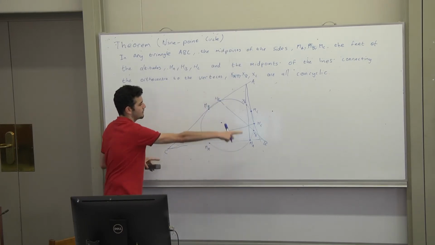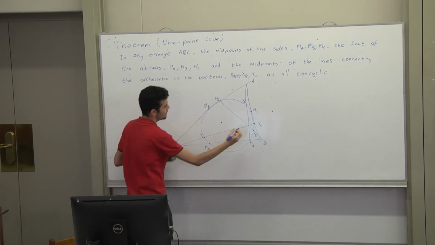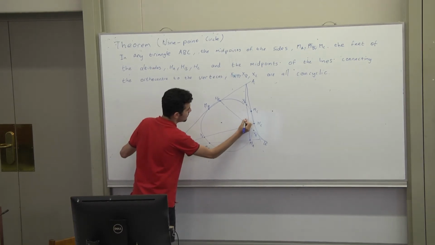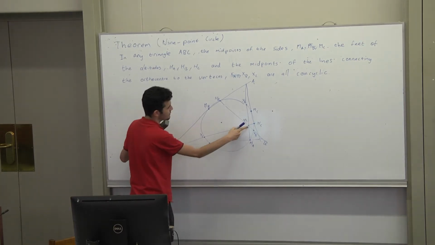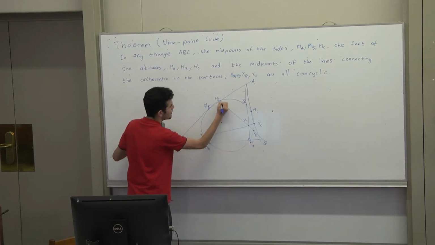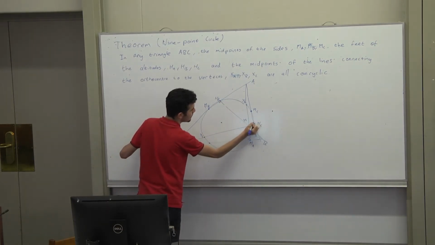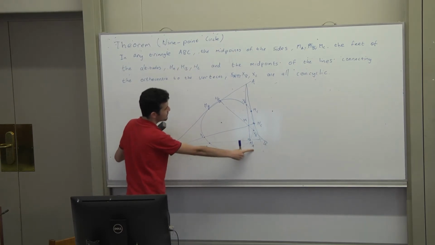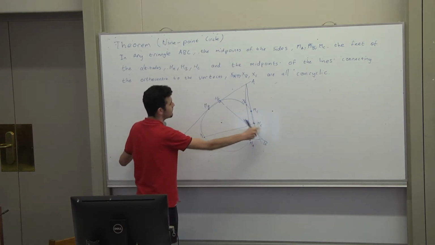You have a triangle, A, B, C. If you draw the altitudes that intersect at the orthocenter H, so these are 90 degrees here, we get the feet, HA, HB, and HC.